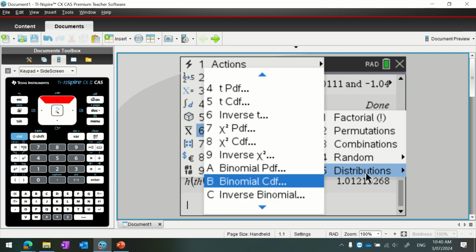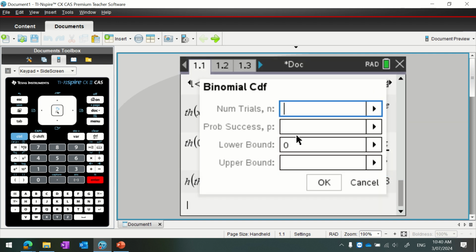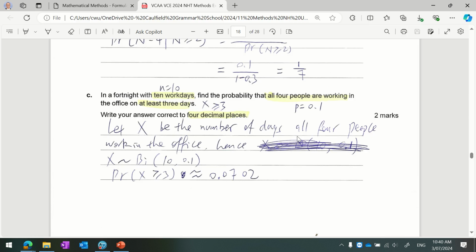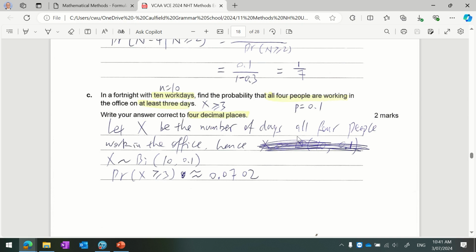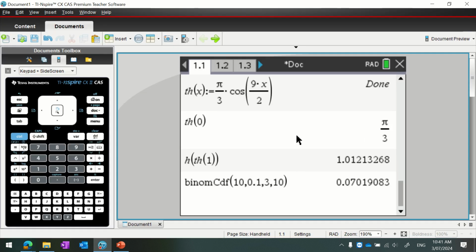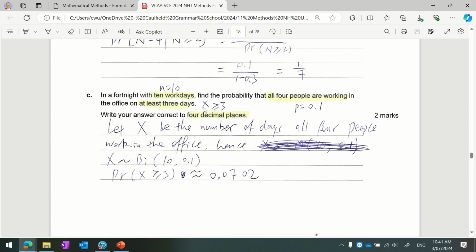And then this one here, binomial CDF. Number of trials is 10. 0.1 is the probability of success. Lower bound is 3. Upper bound is 10. And that's the answer. With rounding, of course, round to 4 decimal places.